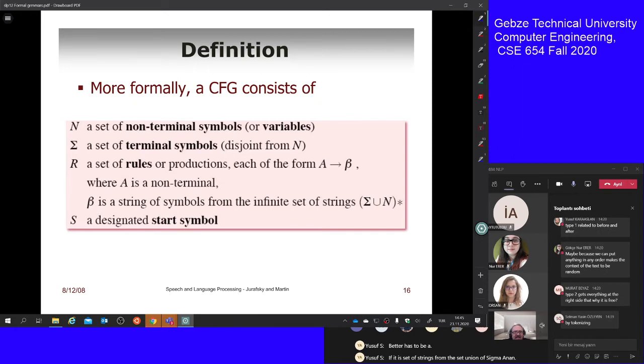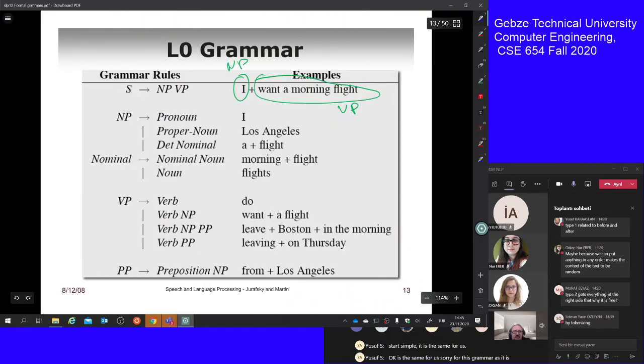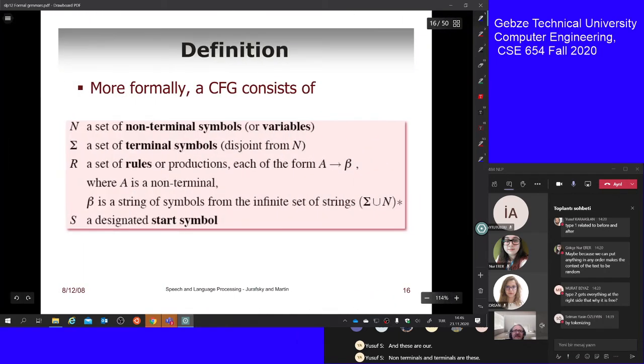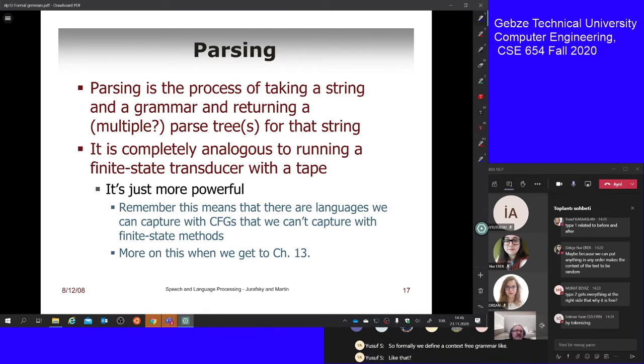And S is designated as a start symbol. Sentence or start symbol, it is the same for us. So for this grammar, S is the start symbol, and these are our non-terminals, and terminals are these. So formally we define a context-free grammar like that. And parsing is the process of taking a string and a grammar and returning either a single parse tree or many parse trees for that string.